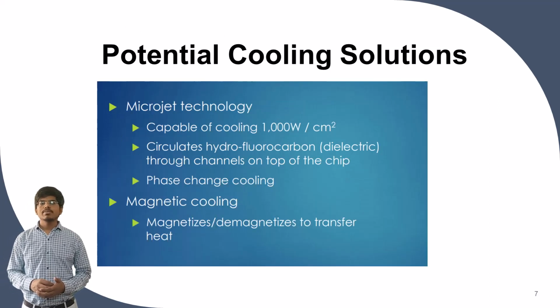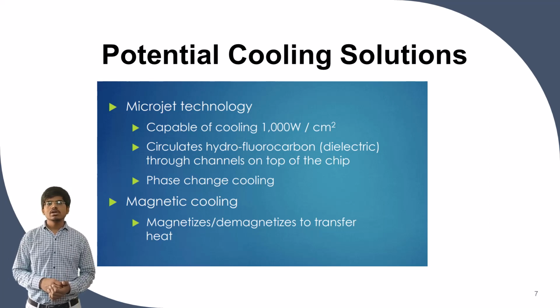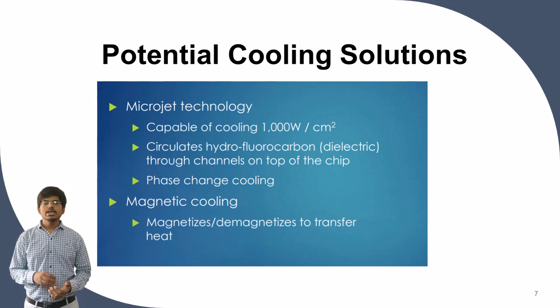The other more capable cooling solutions are microjet technology, which can produce cooling even up to 1000 watt per centimeter square, phase change cooling, and magnetic cooling, which magnetizes or demagnetizes to transfer heat.